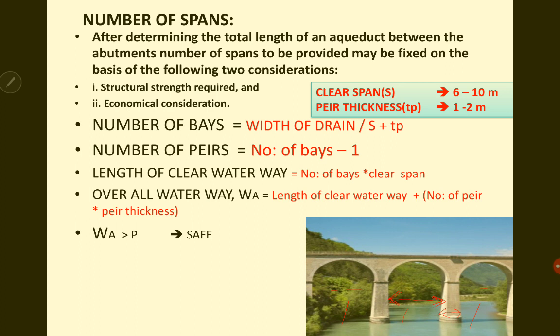So once you calculate WA, that is overall waterway, if it is greater than the P that we calculated in step number 1, then you can say the design is safe. Otherwise, there is sufficient length provided.